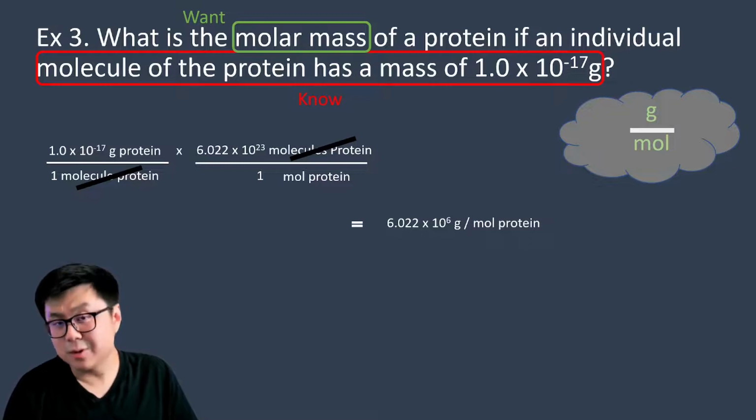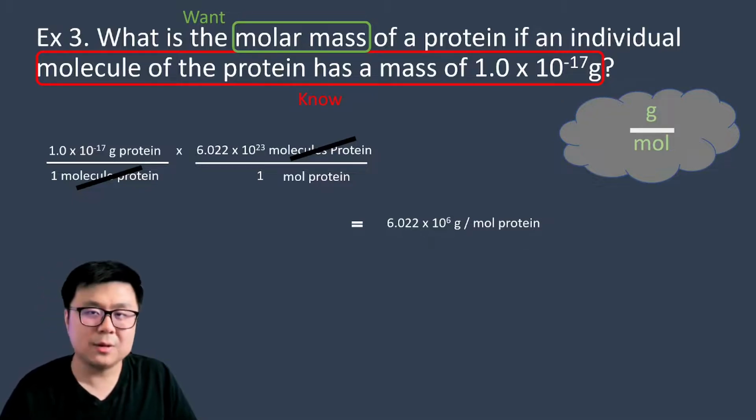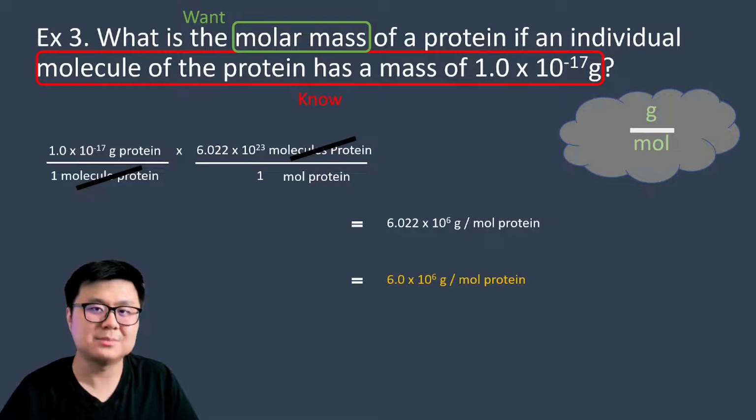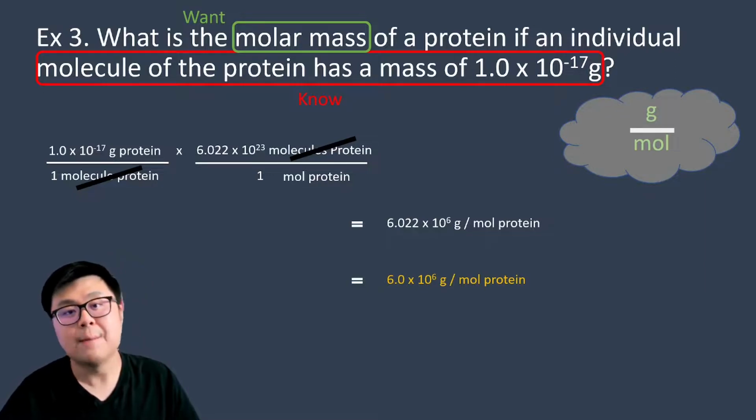Checking the sig figs, we only have 2 sig figs in the question, so we have to round this to 6.0 times 10 to the power of 6 grams per mole of protein as the molar mass.